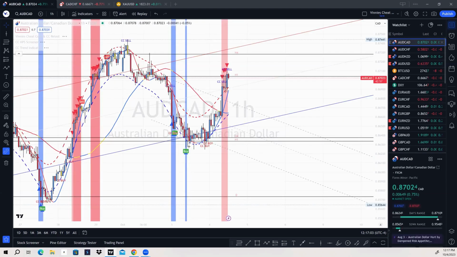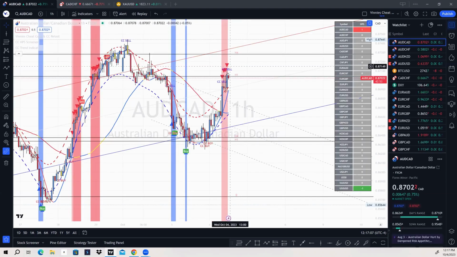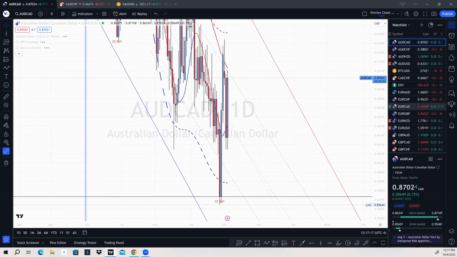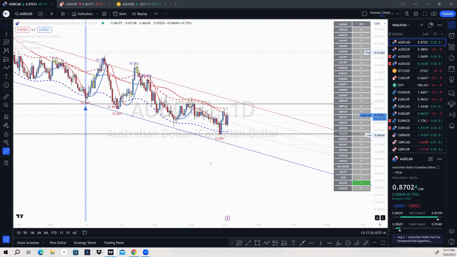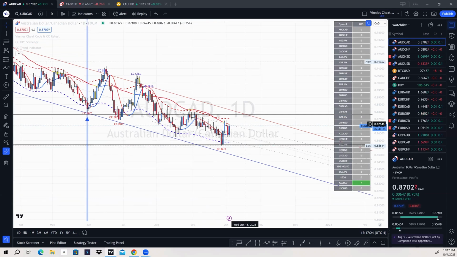AUD CAD is bullish. Okay. So it's telling us to take a sell. So if we know that the trend is bullish, let's go to the daily time frame real quick to confirm that the trend is bullish. Okay. So daily time frame, the overall trend is bearish. This is just a pullback on the daily time frame. Remember that. Just a pullback on the daily time frame, right?